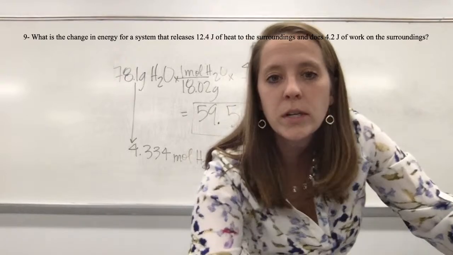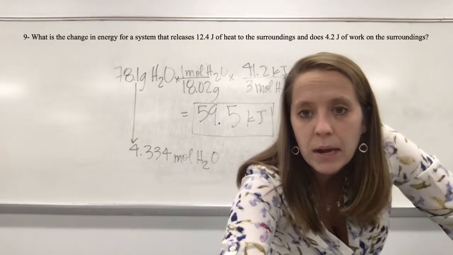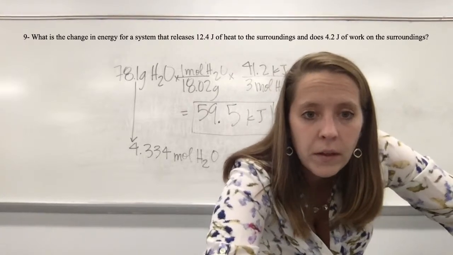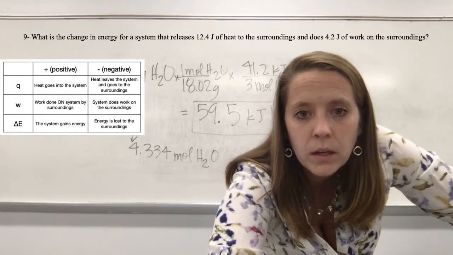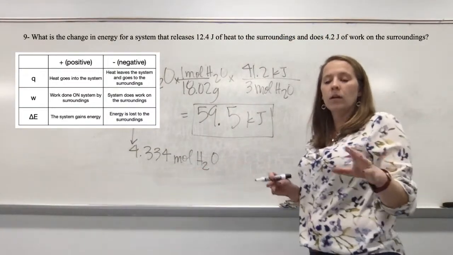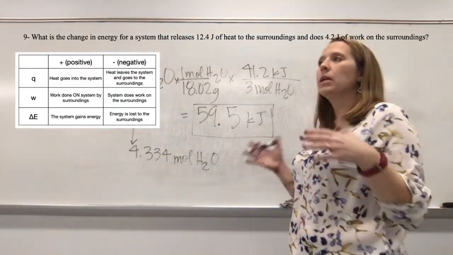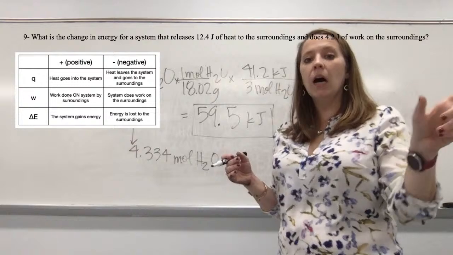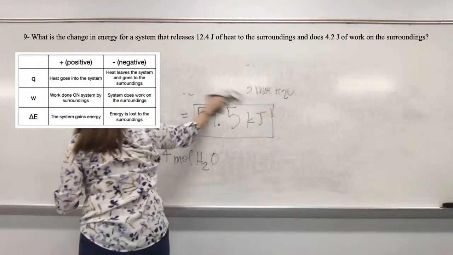This question asks, what is the change in energy for a system that releases 12.4 joules of heat to the surroundings and does 4.2 joules of work on the surroundings? I'm going to throw up our table while I erase the board so you can look at the table. Even today, I always look back at the table when I solve these kinds of questions because it's not always the same. The word does isn't the word that's super important. Well, it is, but it's also important what comes after the word does.